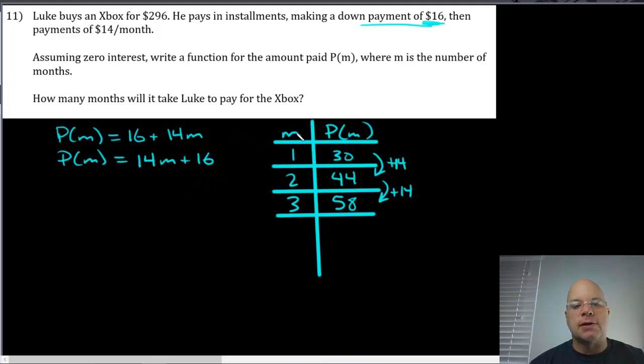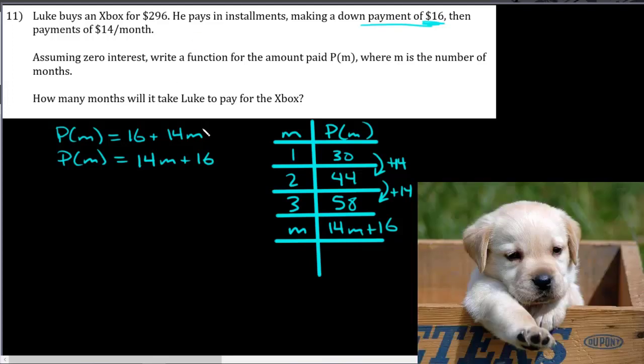Now during the pause, I'd like you to try to, well, this is clearly an arithmetic sequence, and the general form of this equation would be P of M equals 14M plus 16, as we've already seen. But I'd like you to try during the pause to determine some method for figuring out how many months it will take for Luke to pay off the Xbox. Paused.